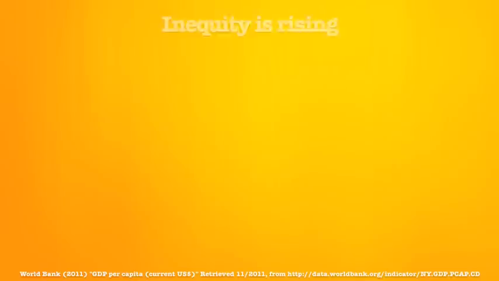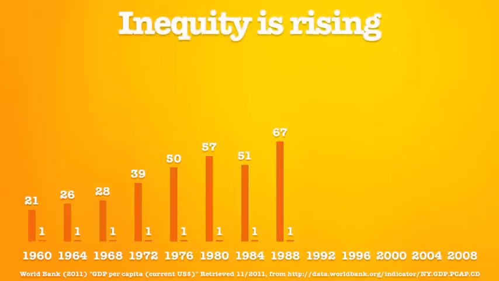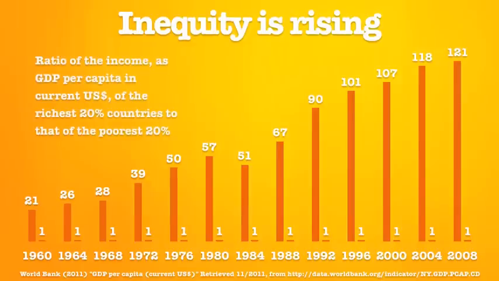Here's the second version. In this graph, you see the changes in the ratio of the income of the richest 20% countries to that of the poorest 20%. According to these findings, inequity went up. In the 1960s, the richest 20% countries earned 21 times more than the poorest 20% countries. This went up to 121 times more in 2008.